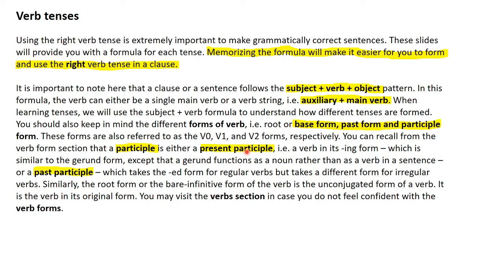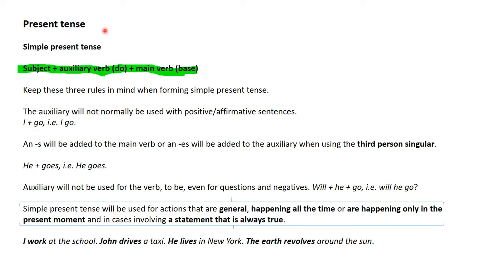Keep in mind that forming tenses is a technical job to do. I would personally suggest you to memorize the formula for each verb so that it becomes easy for you to form verb tenses. Let's start with the first tense. The first tense is present simple. The formula is subject followed by an auxiliary verb do and the main verb in its infinitive or the root form. Now, before we go into detail of these formulas, I would want to give you some background information.